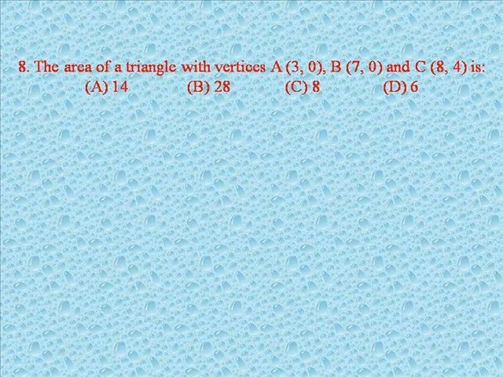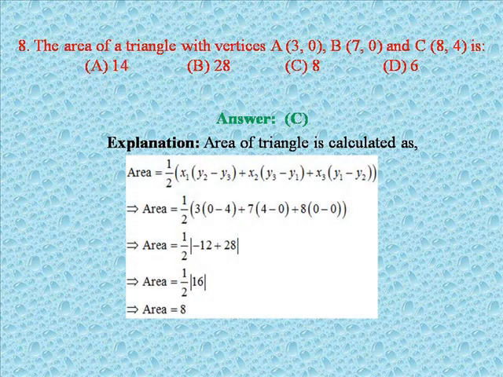Very important question number 8. The area of a triangle with vertices A(3, 0), B(7, 0) and C(8, 4) is, and the four options are 14, 28, 8 and 6. Let me show you the answer. Answer is option C, that is area is 8, and you can see the explanation given.